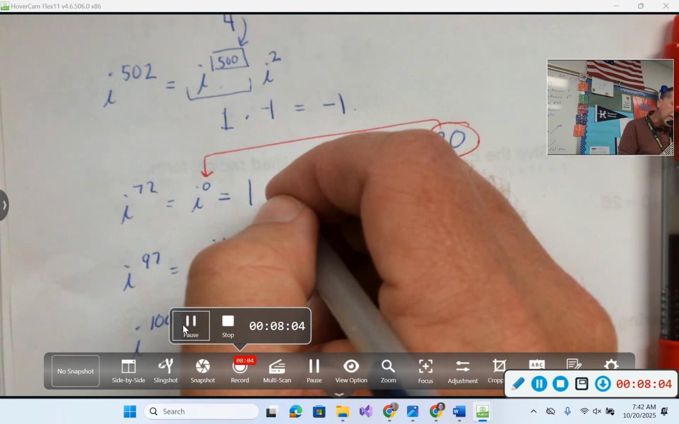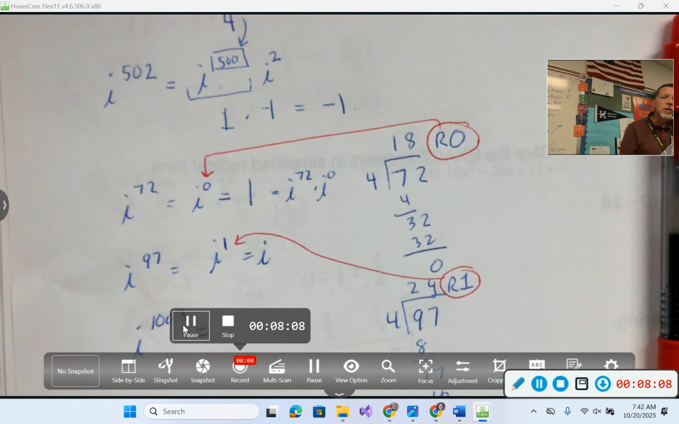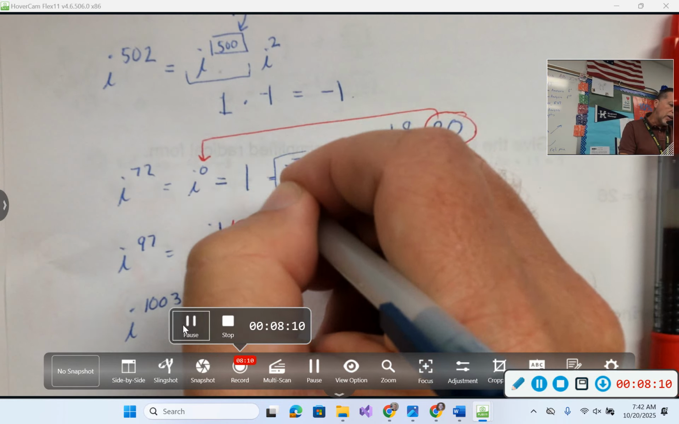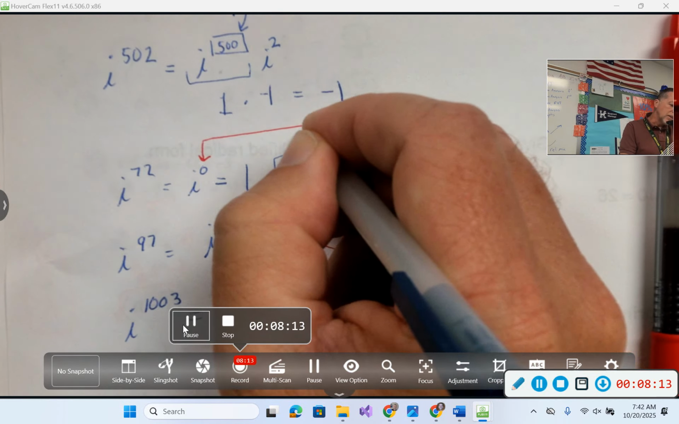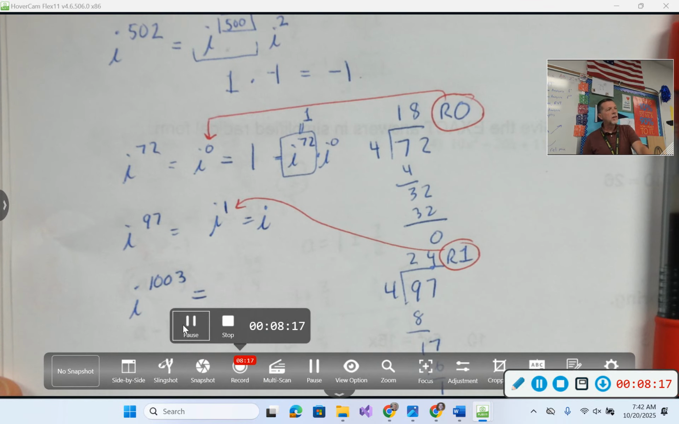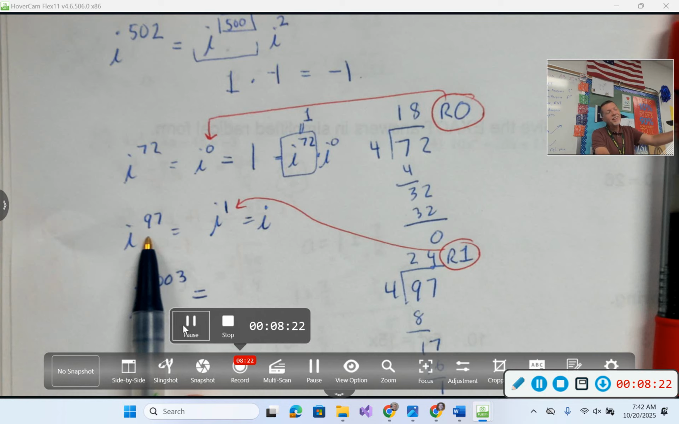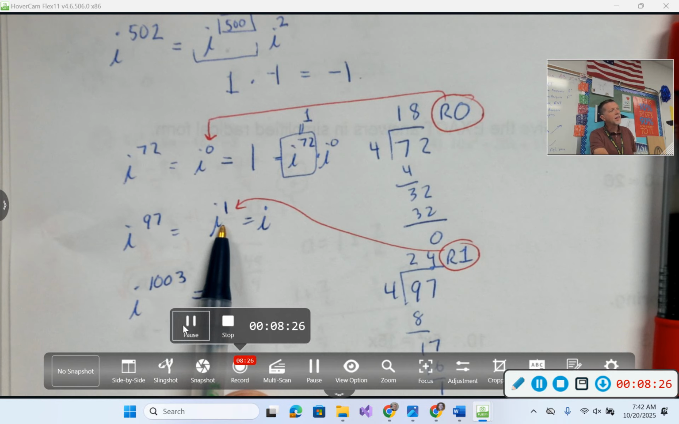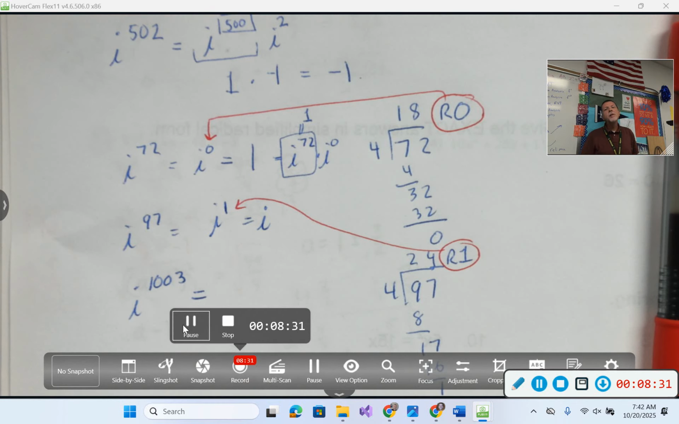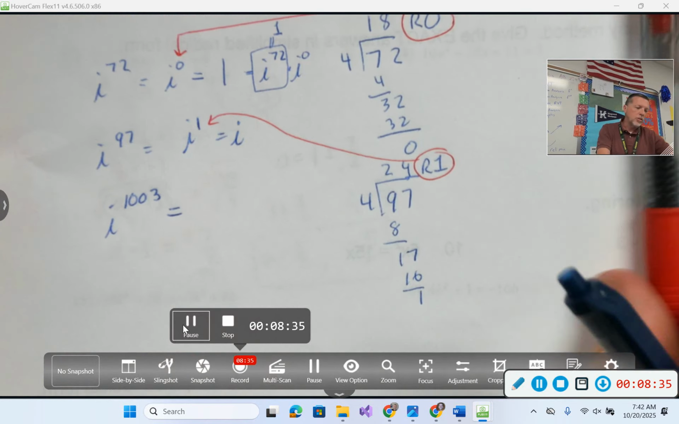So another way to write this one would be, this is the same thing as i to the 72 times i to the 0. But I know i to the 72 is equal to 1 because it's a multiple of 4. That's the other way to do it. 96 is a multiple of 4. So once I get to 96, I'm at 1, and I just need one more i. So if you know the multiples of 4 quickly, that's probably an easier way to go. If you don't know the multiples of 4 that quickly, then maybe you do the division with the remainder.